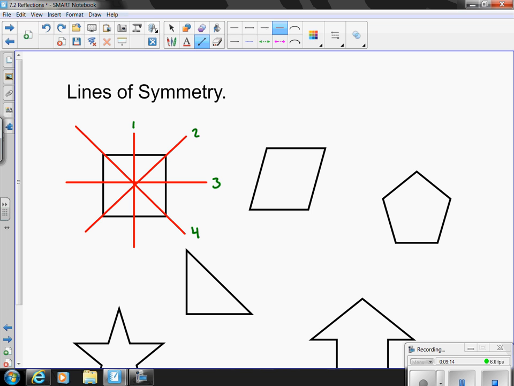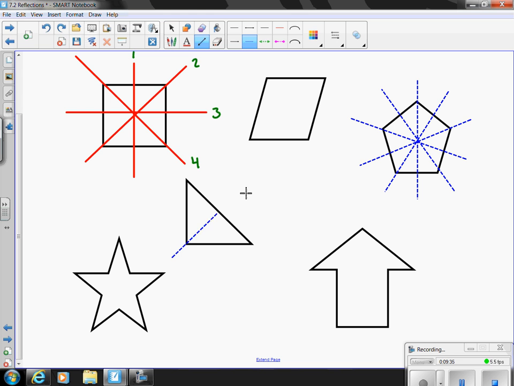This one, back to more of a regular shape. 1, 2, 3, 4, and the last one's kind of off a little bit, but you can see there's 5 lines of symmetry. Is that a line of symmetry? Sure is. This point will match up to that one. 1 line of symmetry.